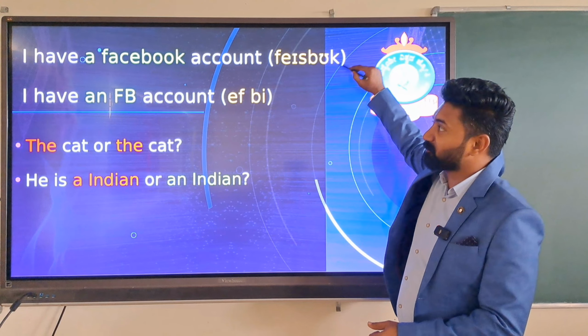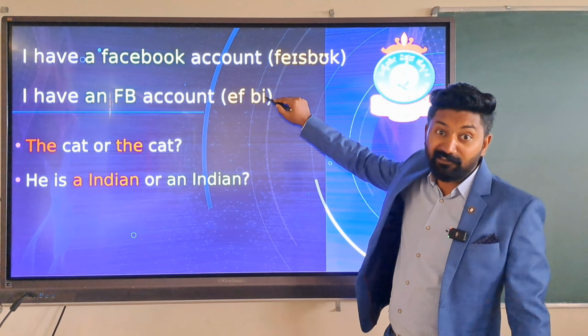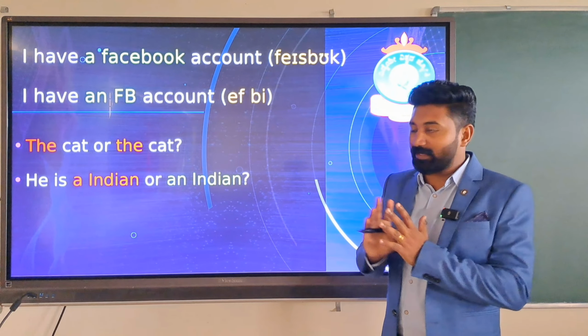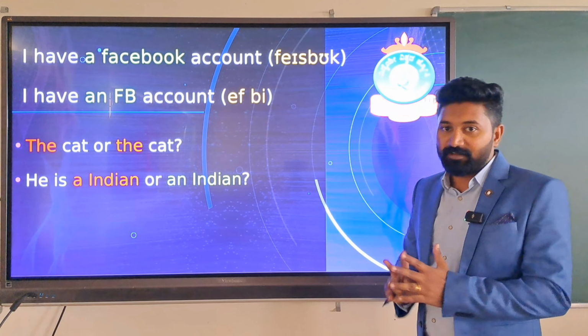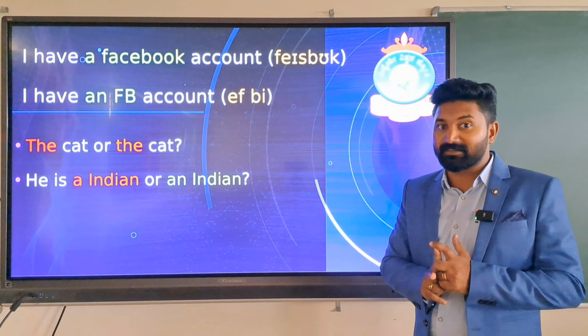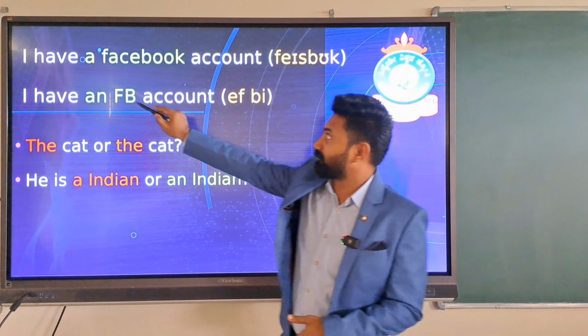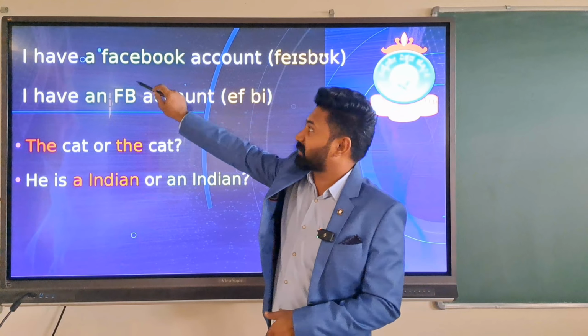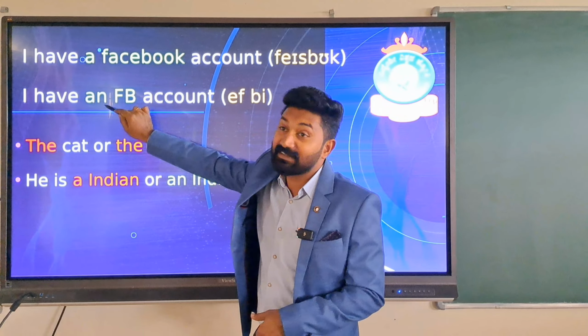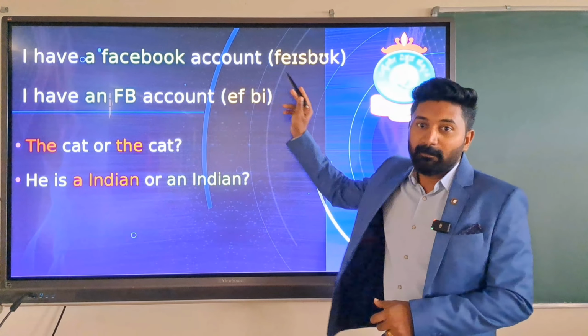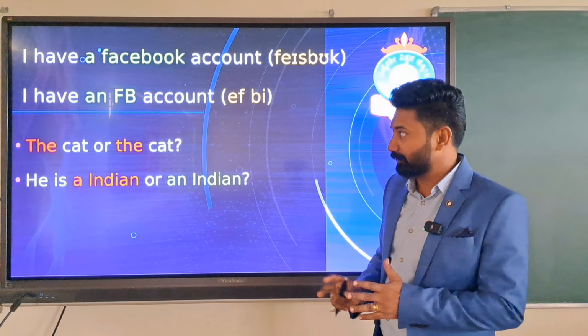I have a Facebook account. I have an FB account. See, look at the examples here. We have two different sentences giving us the same meaning. And very importantly, what we have to analyze here is the expression of articles a and an. So how do they become different in two different scenarios?